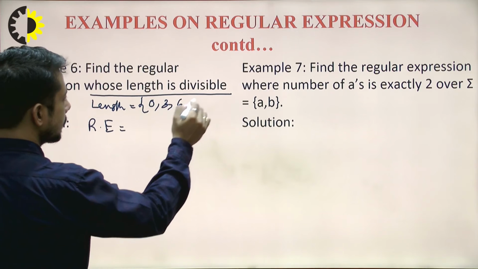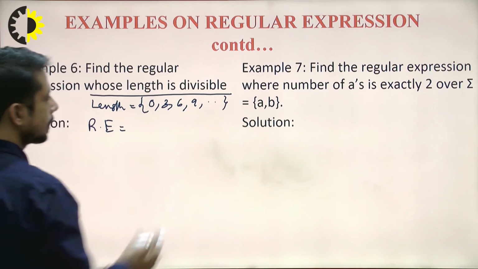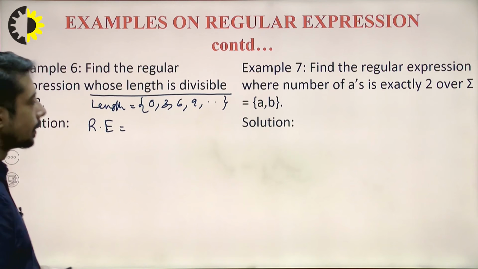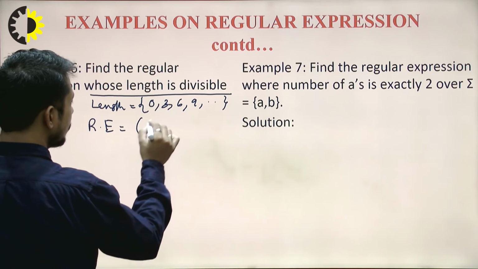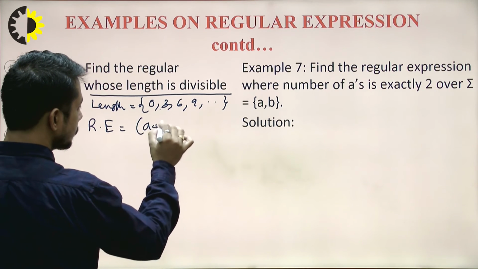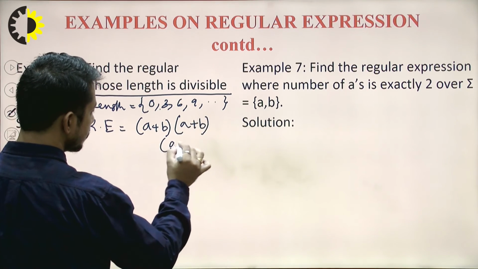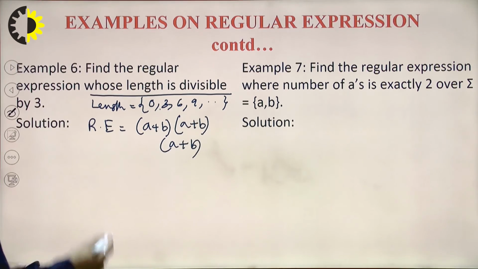0, 3, 6, 9 and so on, which is the divisibility by 3, and also as well as multiples of 3. Both are same. Correct? So 0 I know, and 3 also I know right now. So what can I do? So length 3 I know, right? This is your length of 3.